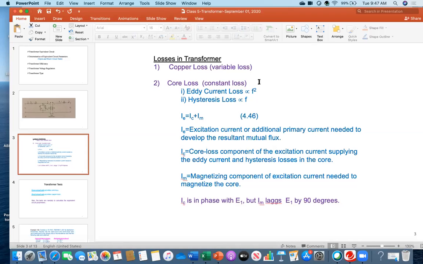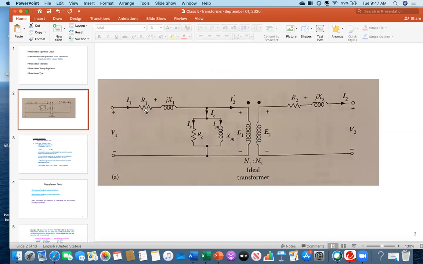So this means that depending on the magnitude of input current or output current, and depending on the resistance value, the copper loss will be varying, because copper loss is I squared R. As I showed you in the picture here, there is I1. So I1 squared R1 is called the copper loss. Similarly, on the right side, I2 squared multiplied by R2 is the copper loss on the secondary side.